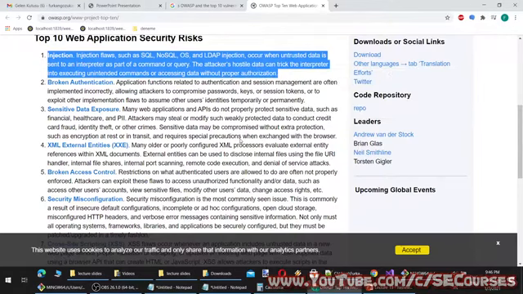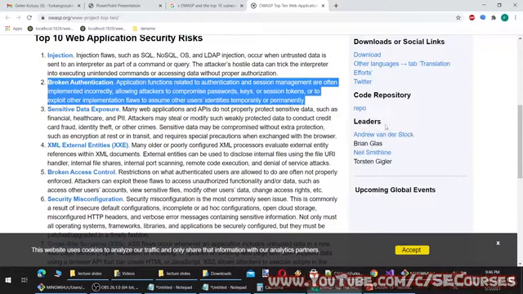Injection. Injection flaws, such as SQL, NoSQL, OS, and LDAP injection, occur when untrusted data is sent to an interpreter as part of a command or query. The attacker's hostile data can trick the interpreter into executing unintended commands or accessing data without proper authorization. Okay. Broken authentication. Application functions related to authentication and session management are often implemented incorrectly, allowing attackers to compromise passwords, keys, or session tokens, or to exploit other implementation flaws to assume other users' identities temporarily or permanently.